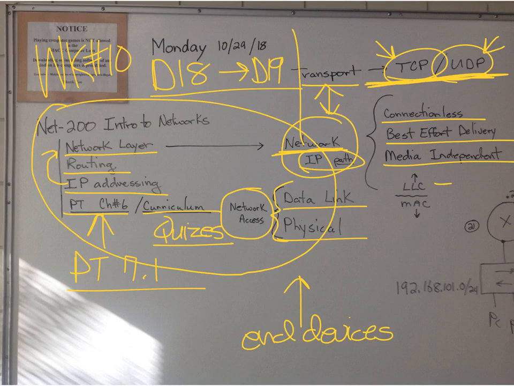Logical link control down below connects into this layer. MAC addresses connect to the physical layer, if you want to think of it that way. But the key here is connectionless, it doesn't care about where it's connected to. Best effort doesn't check if the packets get there, and doesn't care what we're sending across. It's just worried about the best path. That's important.